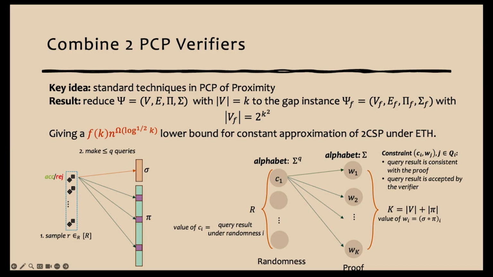As a result, we can reduce a CSP instance to a gap instance where the number of variables becomes 2 to the k squared, because we need to reformulate the lower bound using the parameter after reduction. So this gives the f(k) times n to the Omega(square root of k / log square root of k) lower bound for constant approximating the CSP. Okay, this is good, but the running time is still far from being optimal.